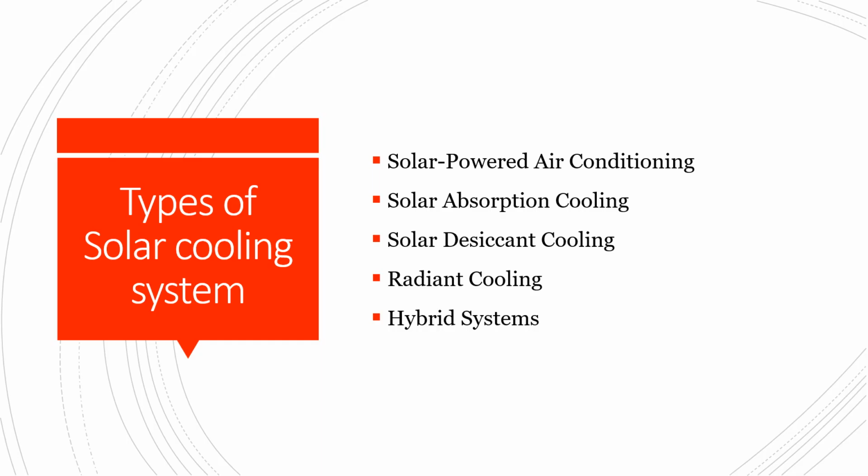Have a look towards the types of cooling systems. There are five types of cooling system: solar powered air conditioning, solar absorption cooling, solar desiccant cooling, radiant cooling, and hybrid systems. Now let us study in detail about them.